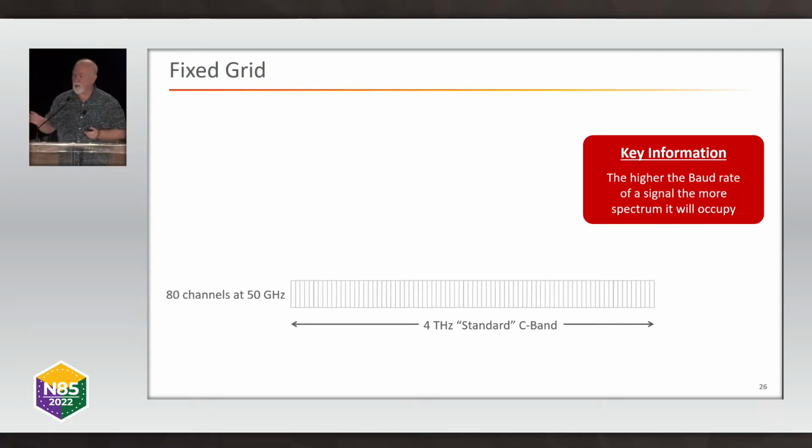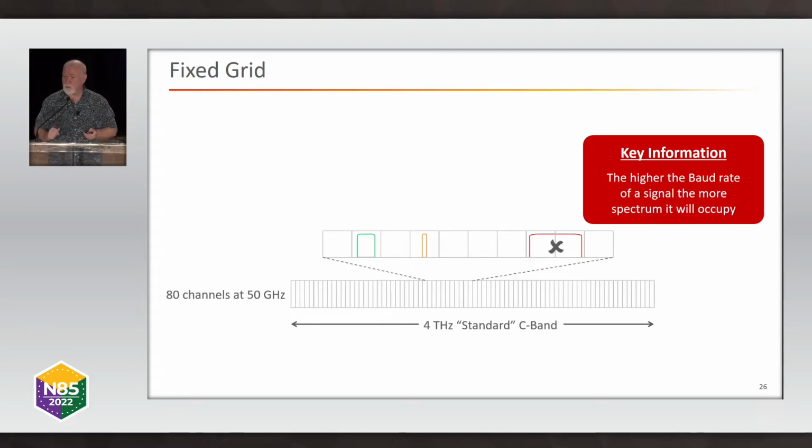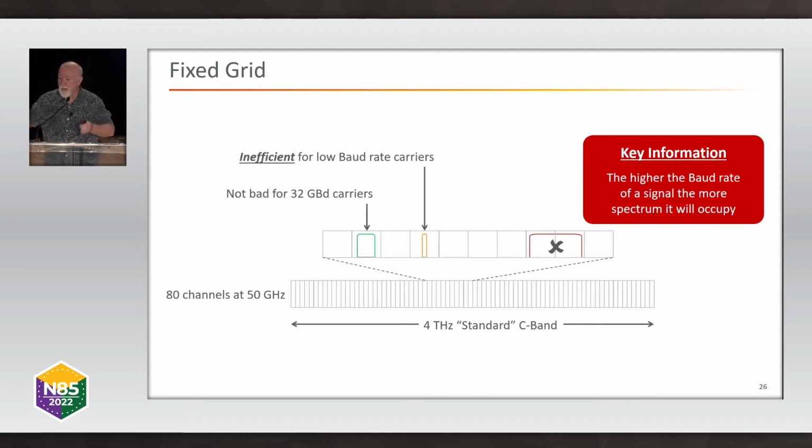So if you now apply this to fixed grid WDM systems, this is 80 channels at 50 gigahertz. So this is a very, very common grid pattern. And what we see, I'll give you 3 examples of signals that we might put on here. This is working very well for a 32 gigabaud carrier. That fits nicely into a 50 gigahertz grid spacing. A low baud rate signal, though, would be wasting lots of capacity because it's a very narrow signal and it's got lots of space in the grid slot around it. So that's stranded capacity. You can't use that.